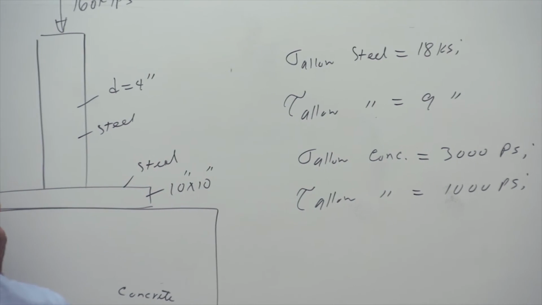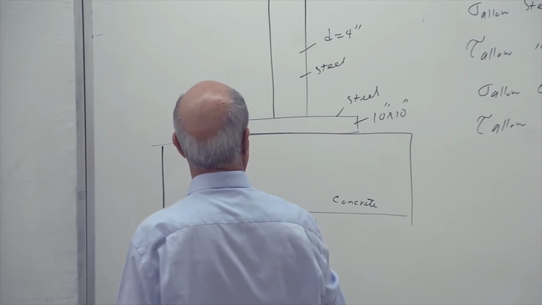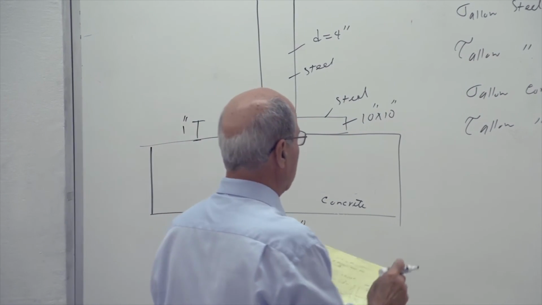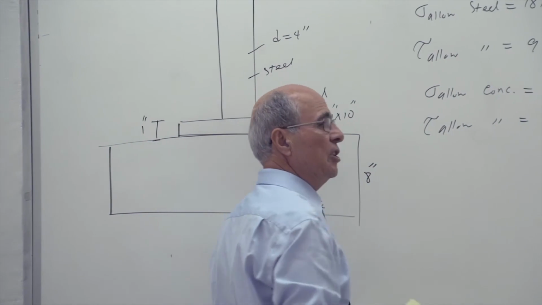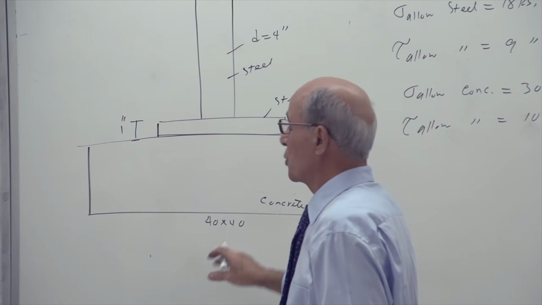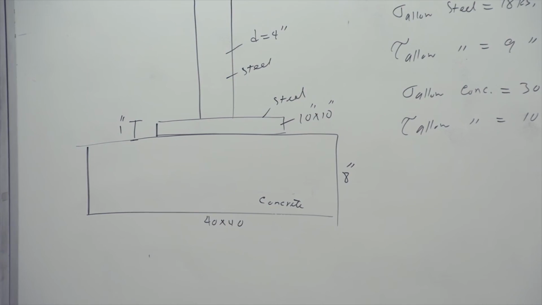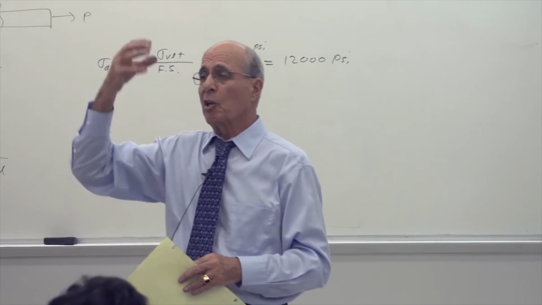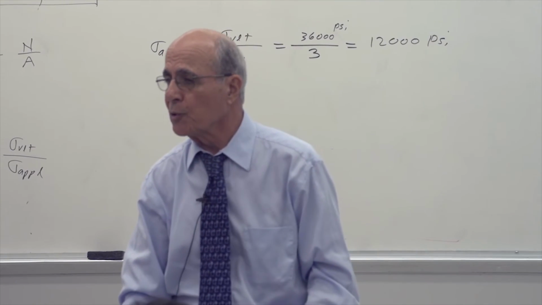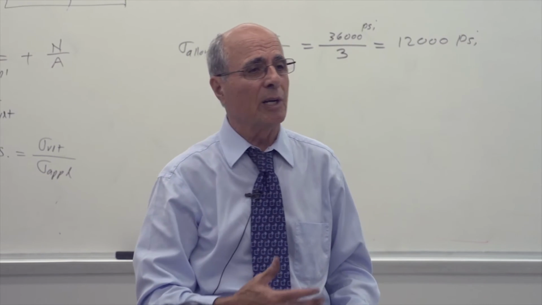Let's assume the thickness of this plate is also 1 inch, the thickness of the concrete is 8 inch, and the size of it is square. Remember, this is what I was talking about earlier. If you have a steel column with lots of load on it, you cannot put it on the soil. Why? Because the soil has a lower bearing capacity.